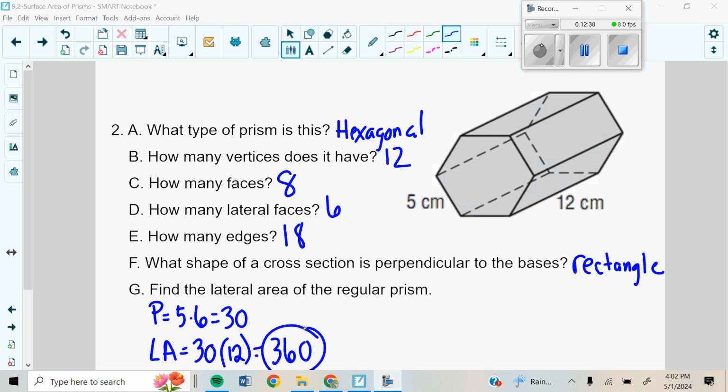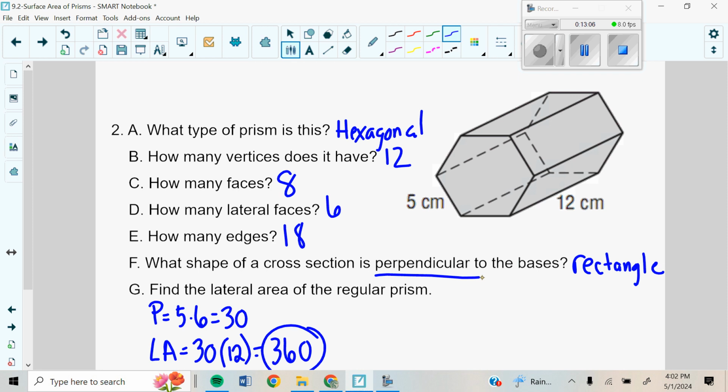All right, welcome back. It's a hexagonal prism. It has 12 vertices. Think about the vertices: you're going to have one on each of the vertices in the base, and then you're going to multiply it by 2 because you've got 2 bases. How many lateral faces? There are 6 of them. How many faces total? There are 8. How many edges? 18. And then if it's a cross section that's perpendicular to the base, so it means we're cutting from base to base, it's a rectangle.